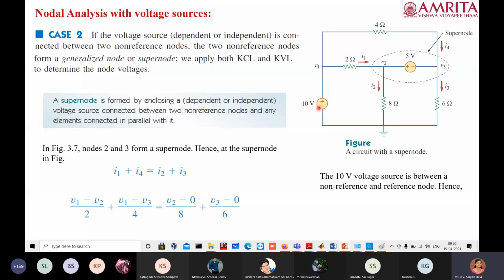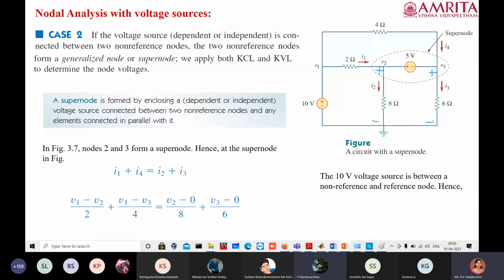Similarly, when we write V2, what is the meaning? The potential at this point is positive with respect to ground. And similarly for V3 also, the potential at this point is positive with respect to the ground. Voltages always have to be with respect to a common reference point.